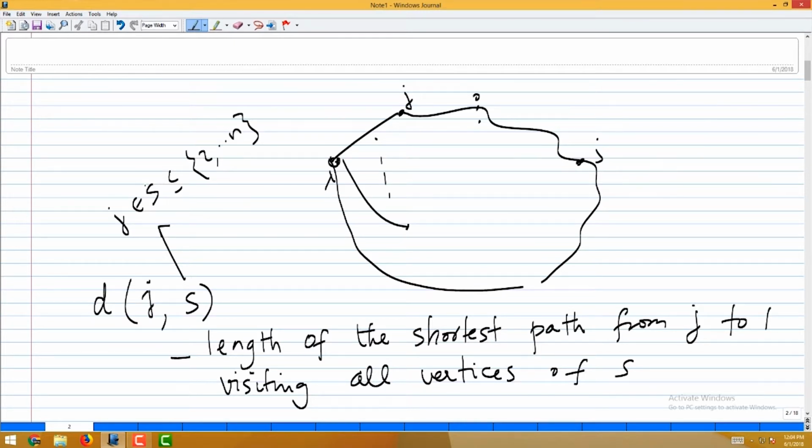So, I am going to try all possible subsets. Okay, so, what is my goal? I want to reduce from n factorial to something like 2 power n. n factorial was all permutations, 2 power n is all subsets. So, somehow I am going to try all subsets, then I will have a 2 power n kind of algorithm. So, from j to 1, where 1 is some fixed vertex and S is some subset of 2 to n that contains j, these are the sub problems.